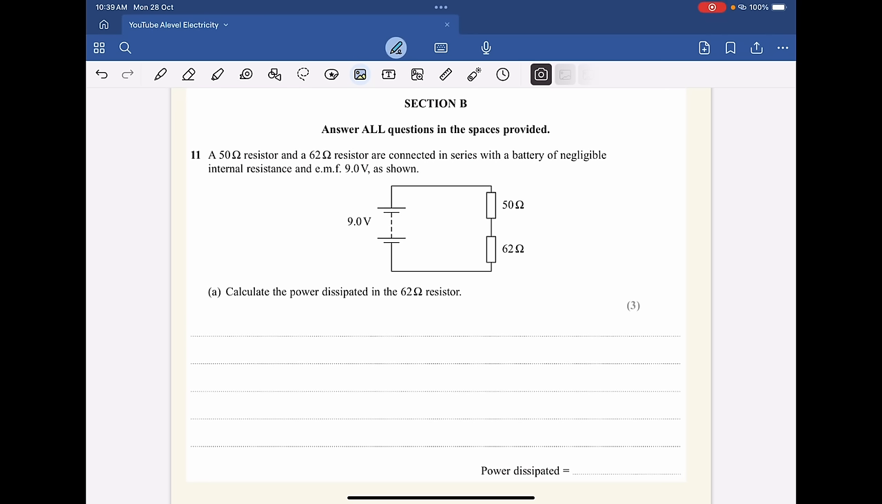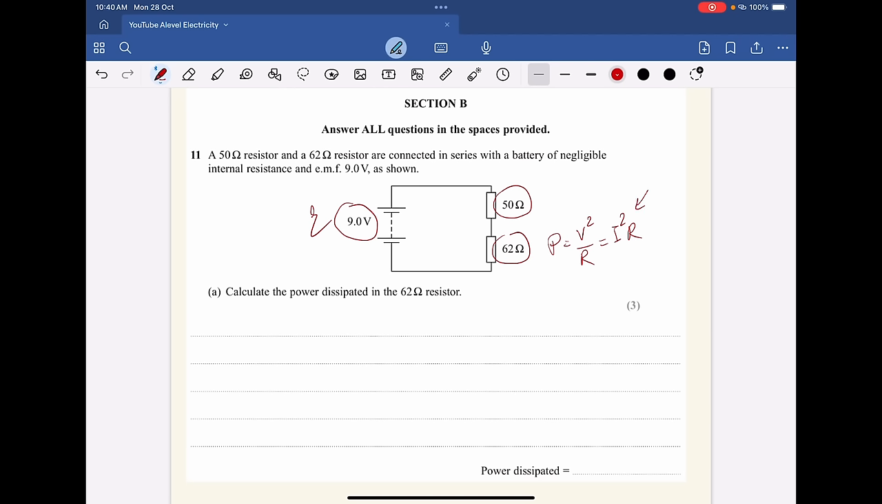In this question, we have two ways to calculate the power dissipated in the 62 ohm resistor. These two resistors, 50 and 62, are connected in series. There is a total voltage, epsilon, the electromotive force, of 9 volt. If I want to calculate the power dissipated, power equals V squared over R, or I squared R. So these are two equations you can use to calculate the power dissipated in the 62 ohm.